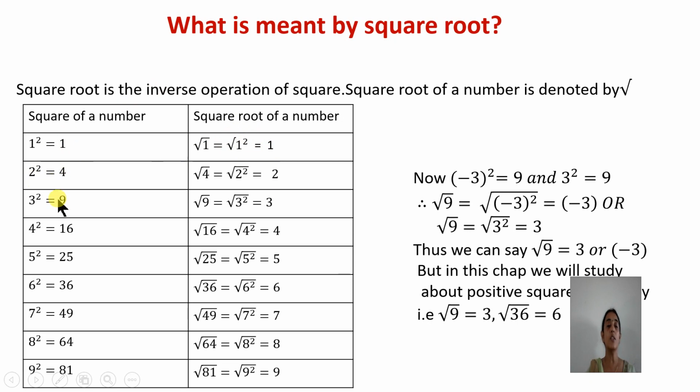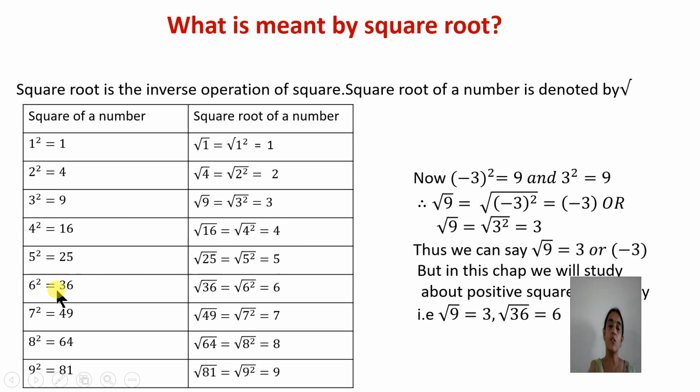3 square is 9, so root of 9 is 3. 4 square is 16, so root of 16 is 4. Now here root of 16, we write 4 square and as I told you, square and the square root are inverse of each other. So they cancel and it will become 4 raised to 1 which is equal to 4. Same way 5 square is 25, root of 25 which is root of 5 square which is equal to 5. So you can directly write root of 25 is equal to 5.